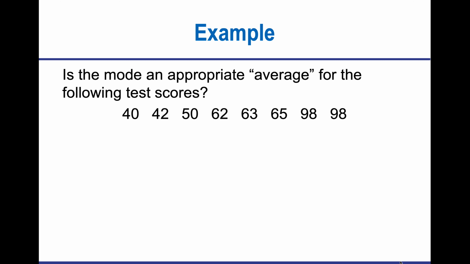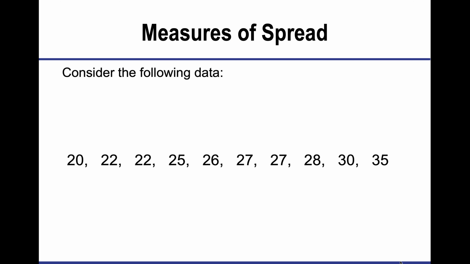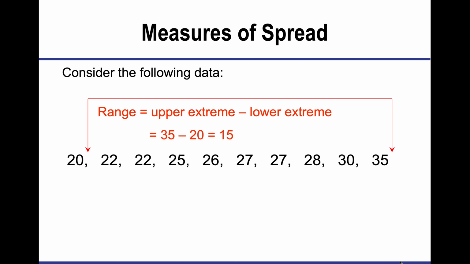Looking at this one, is the mode going to be appropriate? Well, first of all, the mode is 98. Does 98 represent the whole data set? No, it doesn't. I would probably want to use the mean or the median here. Looking at this data set, the median is going to put you at somewhere around 61-ish, 62.5. So it could make a case for either the mean or the median here. So let's consider this data set.